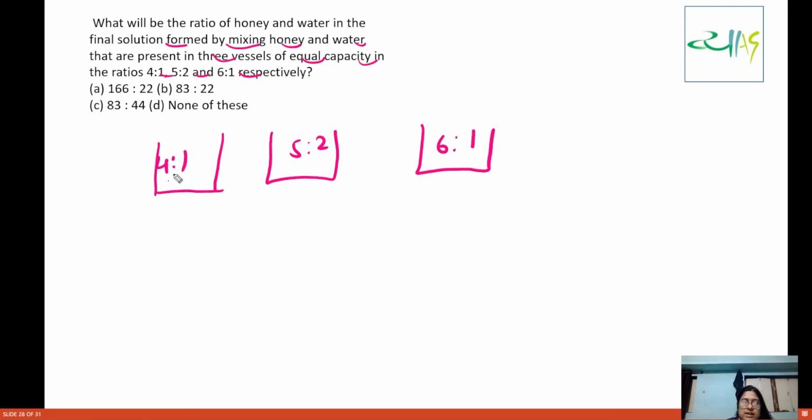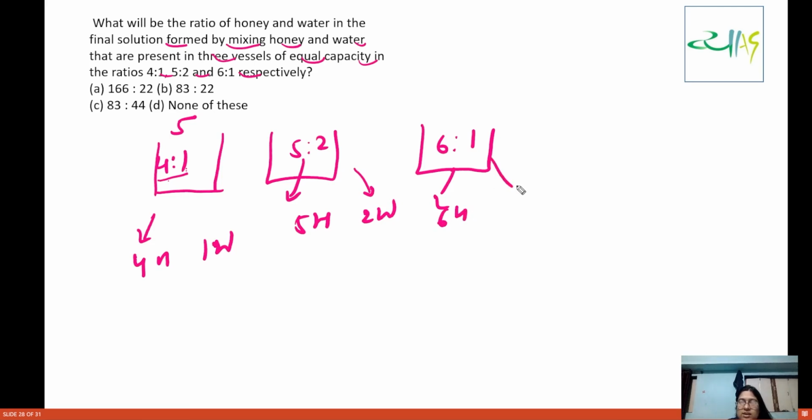So let us assume that there are 5 parts here. So you are getting 4 parts of honey and one part of water, and here you are having 5 parts of honey and 2 parts of water, and here you are having 6 parts of honey and 1 part of water. Here you are having 5, here 7, and here 7. Now equal capacity की बात हो रही है, so multiply 7 here, multiply 5 here, and multiply 5 here.